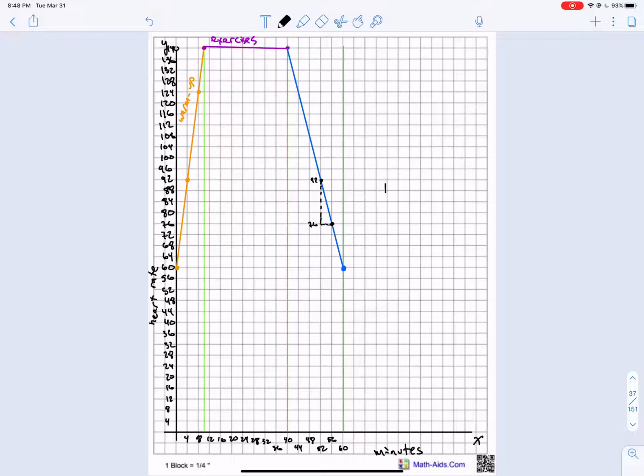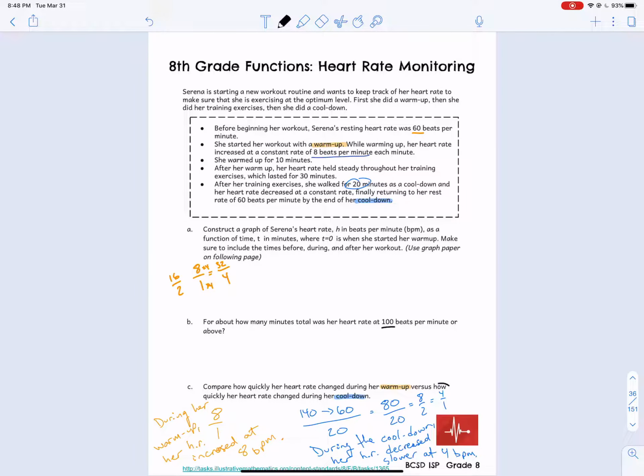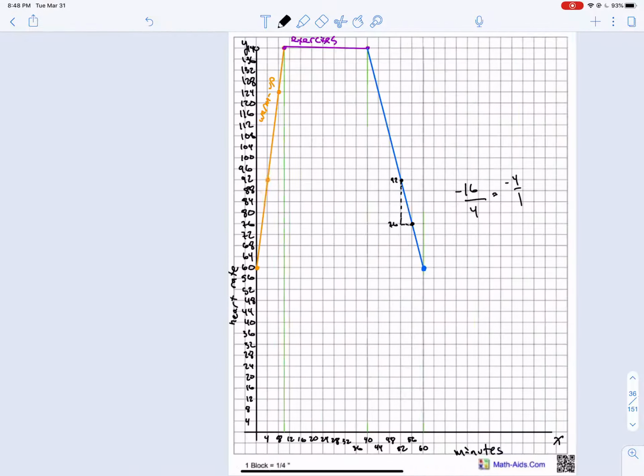16. And then down at the bottom, we have 52 to 56, which is 4. So that's going to be a minus, right, if we're thinking about slope. And we simplify that, we get negative 4 over 1. So it's a cool down. That's why it's negative. And that's exactly what we got over here, 4 over 1. So nicely done.